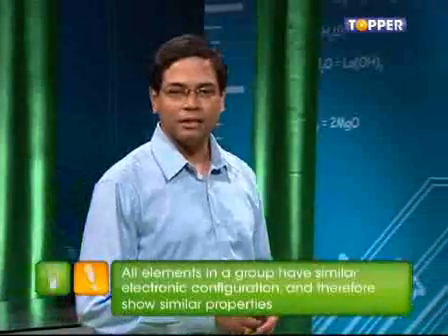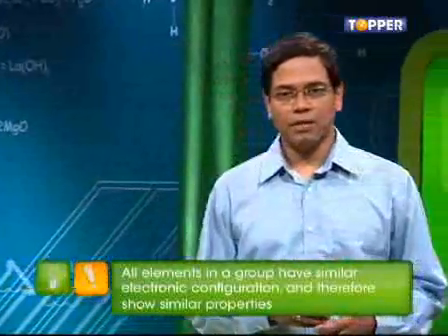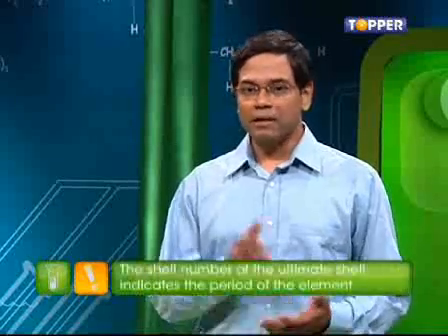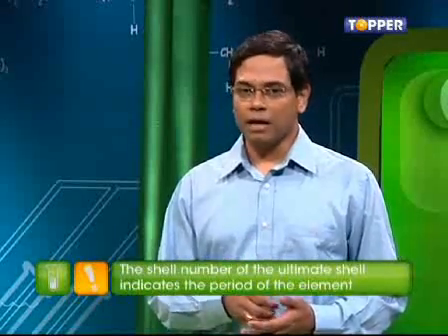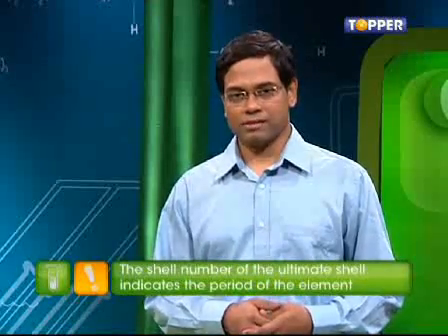Can you think of how this affects the behavior of these elements? Well, similar electronic configurations as seen down a group mean that the elements have similar properties. What other information can we gain from configurations? By looking at the shell number for the ultimate shell, we can get the period to which the element belongs.